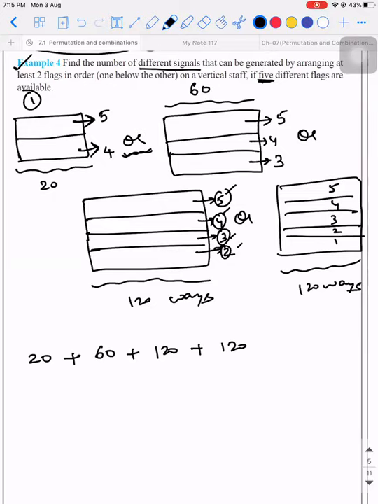Yes, sir. So 120 plus 240, that's 320. So you can produce a total of 320 signals using all these 5 colors and arranging them one below the other.